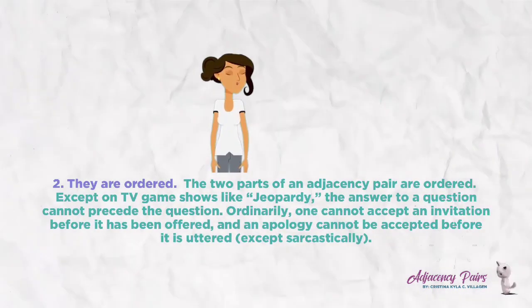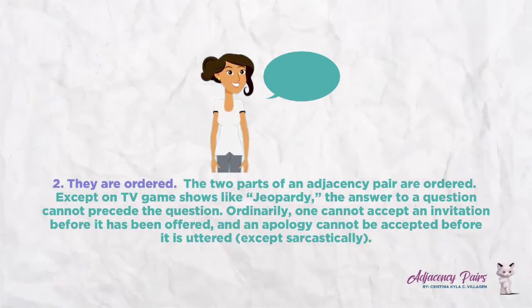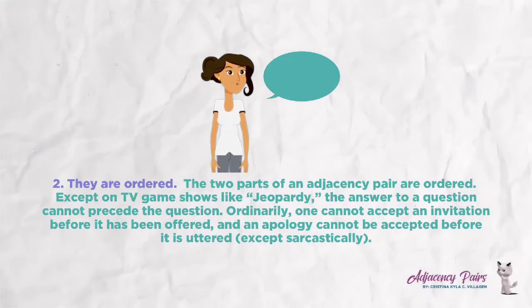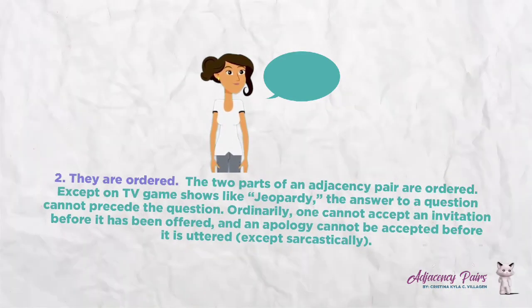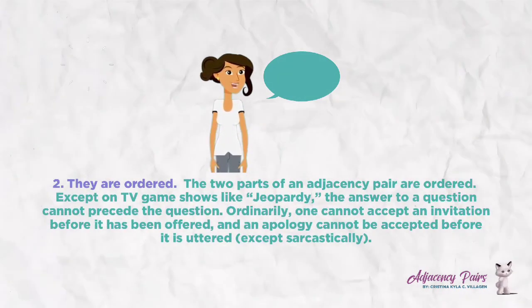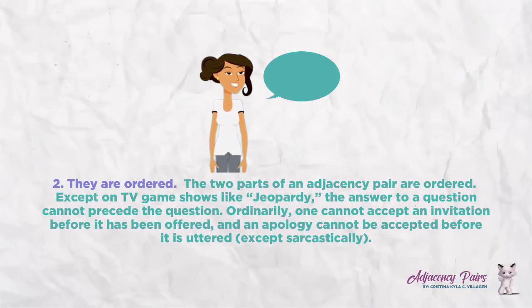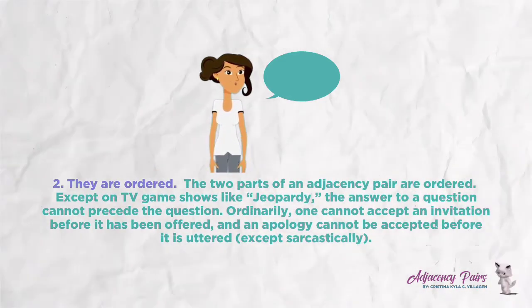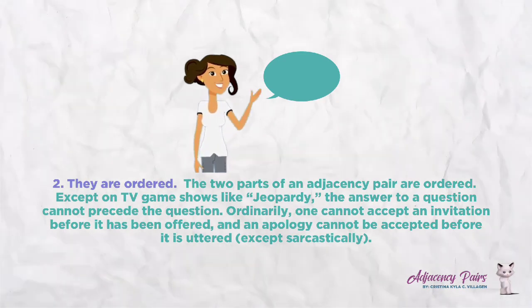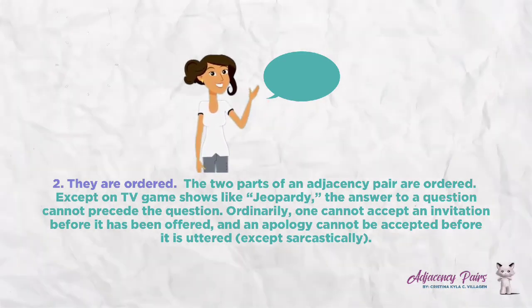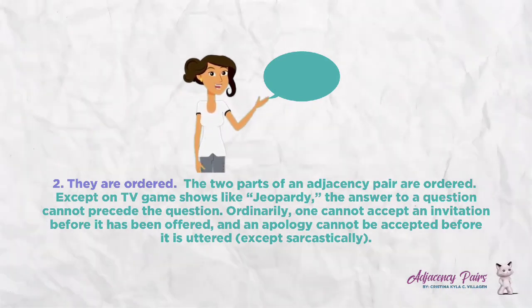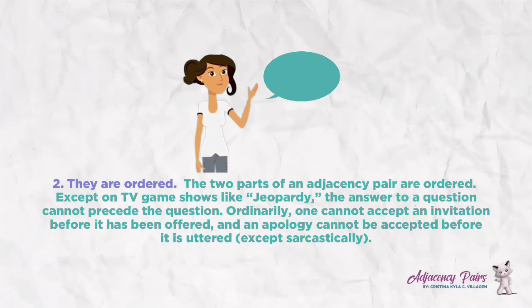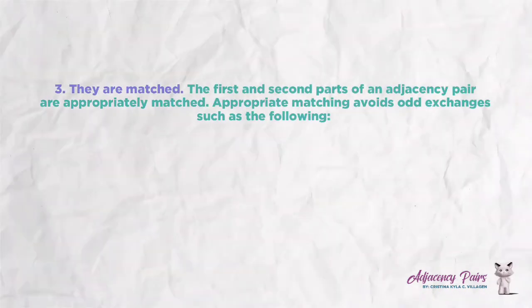Number 2, they are ordered. The two parts of an adjacency pair are ordered, except in game shows like Jeopardy, the answer to a question cannot precede the question. Ordinarily, one cannot accept an invitation before it has been offered, and an apology cannot be accepted before it is uttered, except sarcastically. It simply implies what I've already stated earlier, and that is adjacency pairs comprise two turns, one of which directly follows the other. Number 3, they are matched.